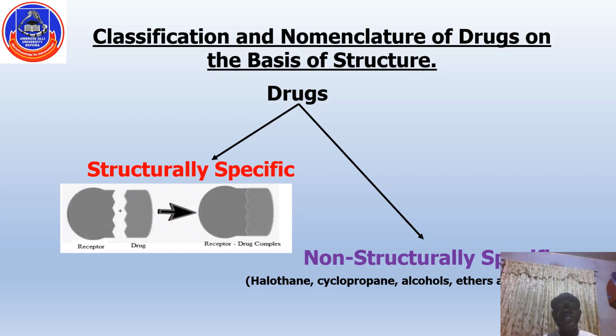For structurally specific drugs, they act through precise interaction with target molecules. A minor modification of the drug structure can greatly alter its activity. You can see here the lock and key manner of binding. Now, if one of the components is structurally defective, binding cannot occur.